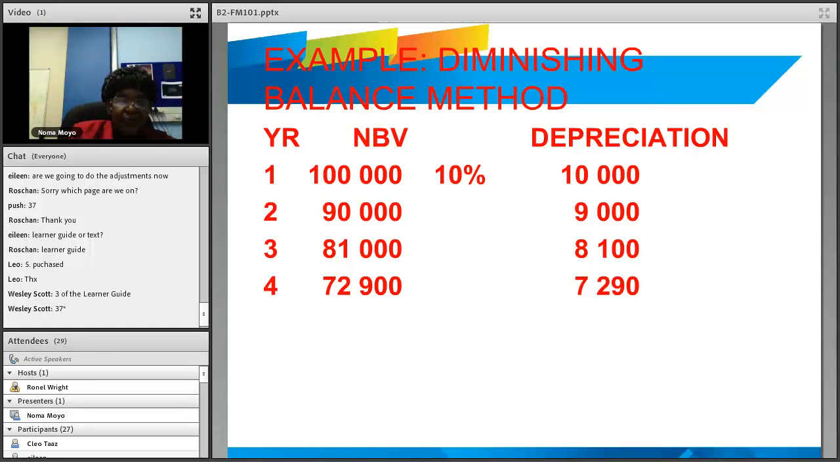Example, year 1, you depreciated by 10%, which was 10,000. The book value became 100,000 minus 10,000, it was 90,000. 10% of 90,000 is 9,000. Third year, it will be 90,000 minus 9,000 becomes 81,000. 10% of 81,000 becomes 8,100. 81,000 minus 8,100 becomes 72,900. 10% of that, you continue that way. That is what is called diminishing balance method or reducing balance method.